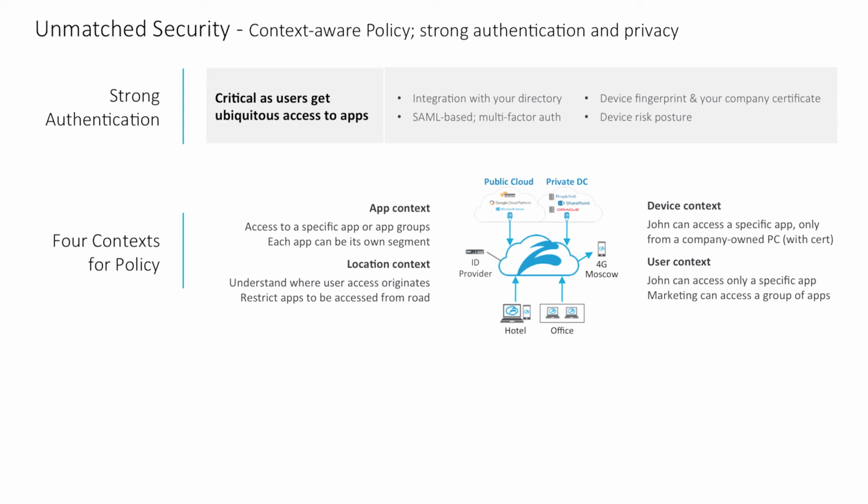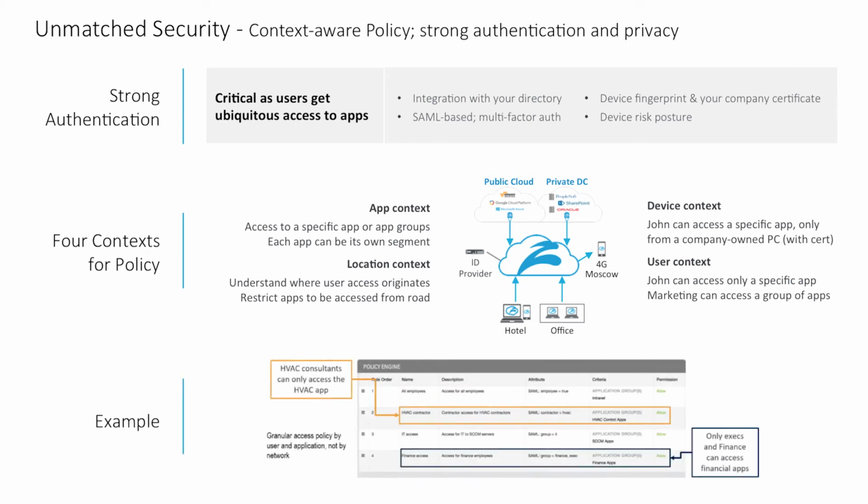Then device context: because we run an agent on the device, we can fingerprint each device, and we can use that as a policy criterion. And finally, based on the Active Directory sync or identity federation we are doing, we know who the users are, which departments or groups in Active Directory they belong to, and we can do policy based on it. So as an example, you can have a policy where your HVAC contractors can get access to the HVAC applications only, while your executives have access to finance and financial applications that are running in your namespace as well.